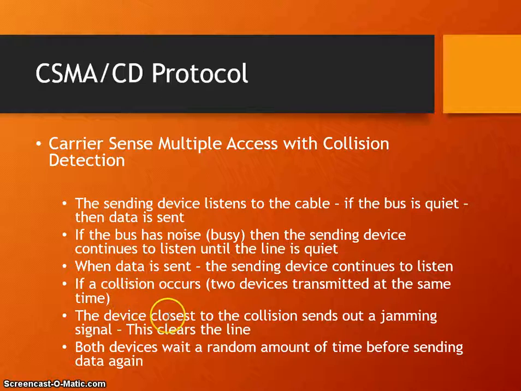collides, the device closest to the collision sends out a jamming signal. Now what a jamming signal does, it just clears the entire line. Then both devices wait a random amount of time before sending that data again. Now this is the CSMA/CD, the Collision Detection Protocol.